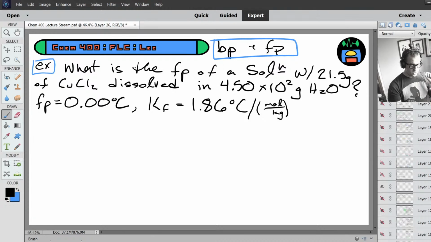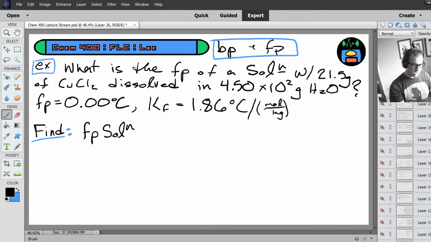All right, so always step number one: what are we trying to find? We're trying to find the freezing point for a solution. So right out of the gate, we're going to write that equation. The freezing point of a solution is equal to the freezing point for the solvent minus the freezing point depression, right? The change in freezing point.